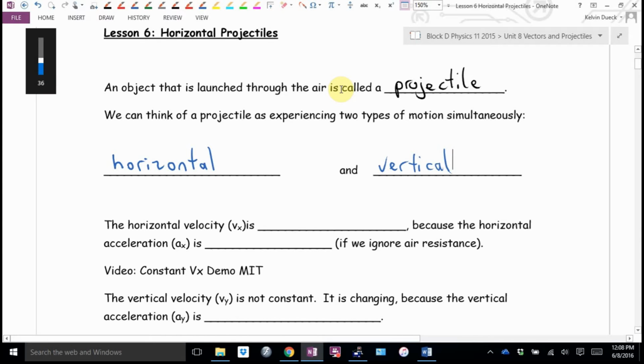So some terminology again, just to repeat myself. Sorry for those of you on YouTube, I forgot to hit record. An object that's launched through the air is called a projectile. It follows a parabolic trajectory, but we're not going to analyze it as a parabola.